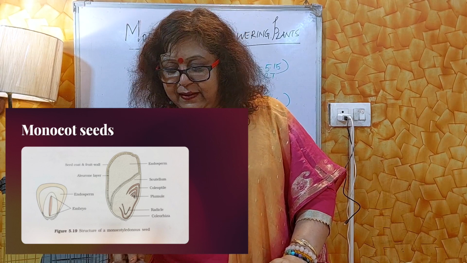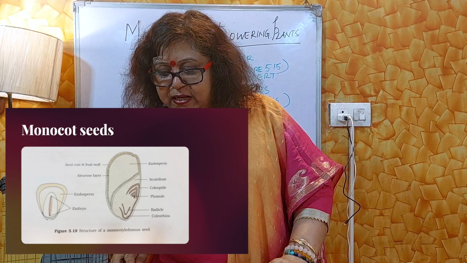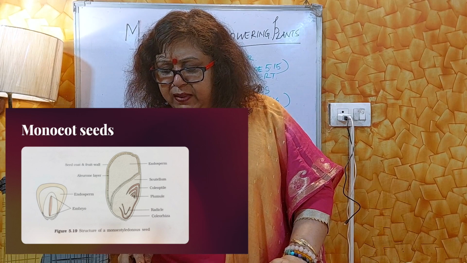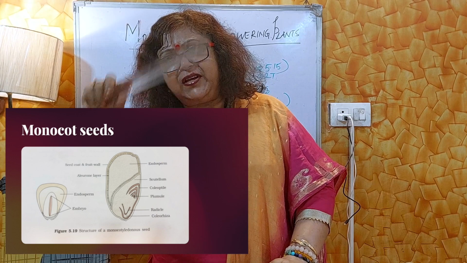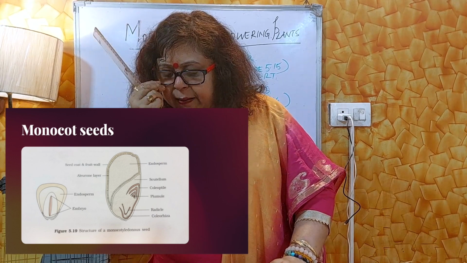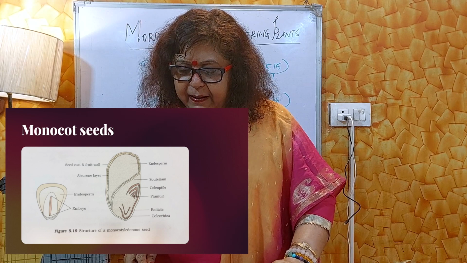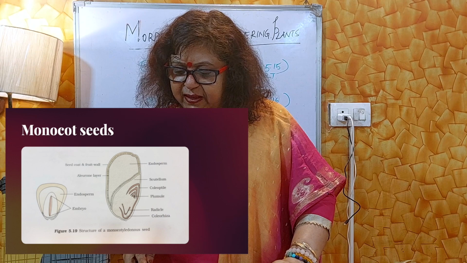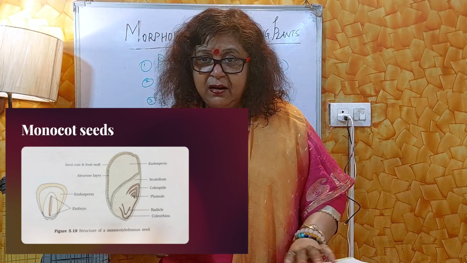Coleoptile and coleorhiza: the plumule and radicle are enclosed in a sheath, and at that time they are called coleoptile and coleorhiza. The coleoptile is the terminal part from where the first leaf comes out, and the sheath is capable of growth. It helps the future shoot pass through the soil during germination. The grains are covered with a single hard covering, and that is a monocot seed.